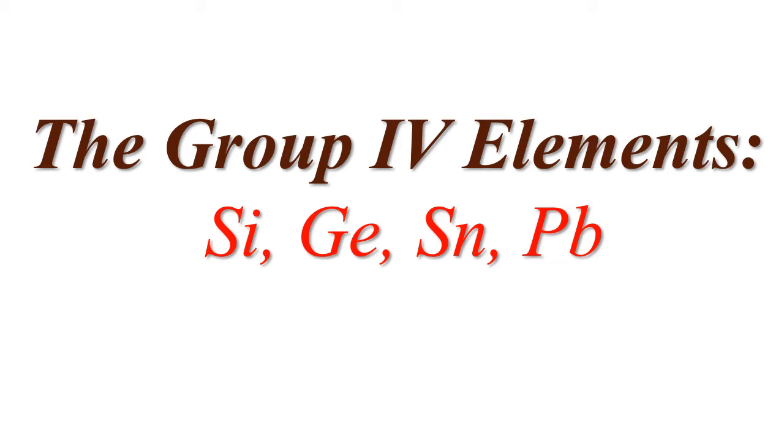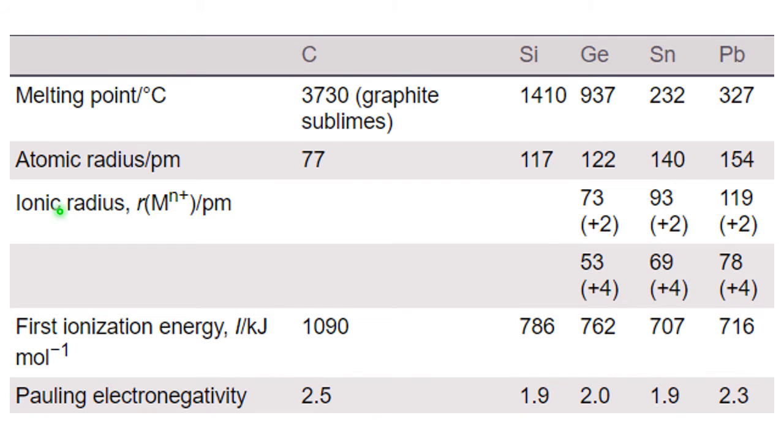Looking at elements of group 4 below carbon: silicon, germanium, tin, and lead. Properties of the elements themselves change a lot from silicon to lead. Silicon is a typical non-metal with a very high melting point. To a lesser extent, the same can be said about germanium. Tin and lead both have low melting points.